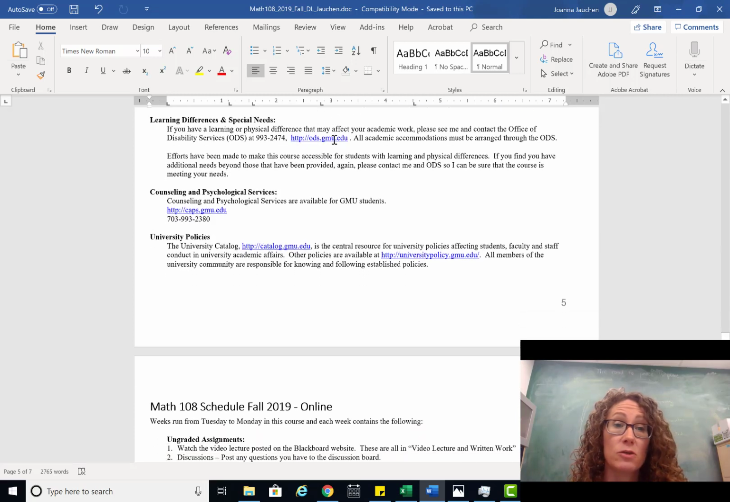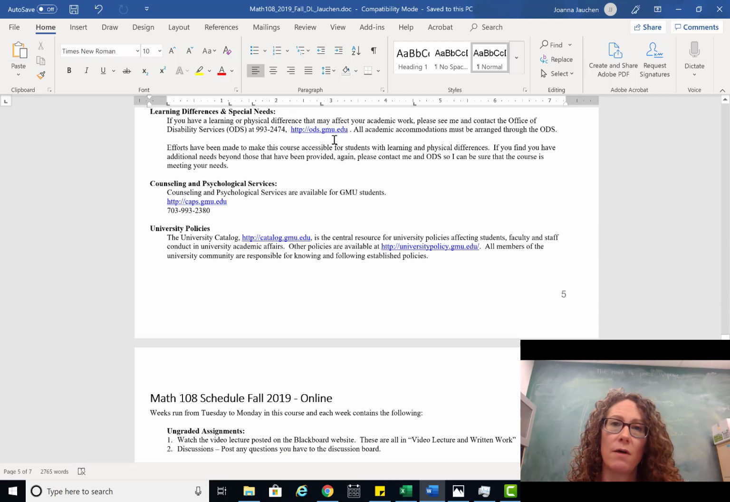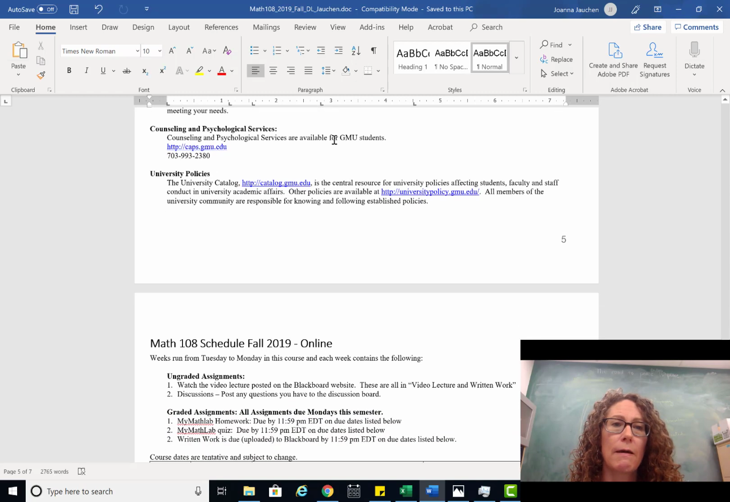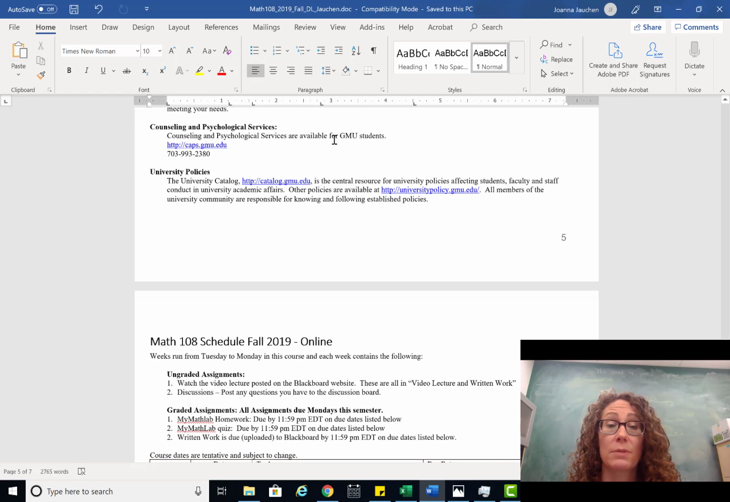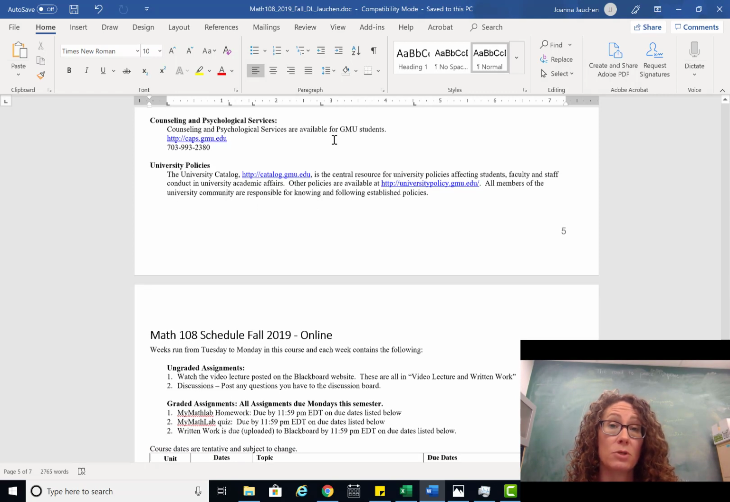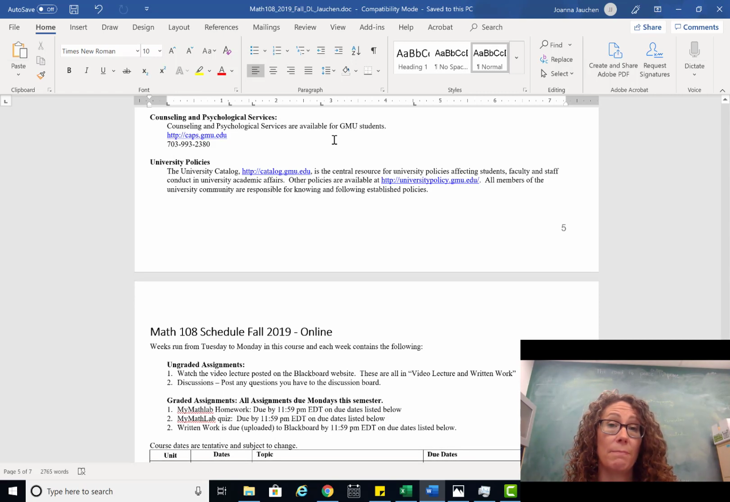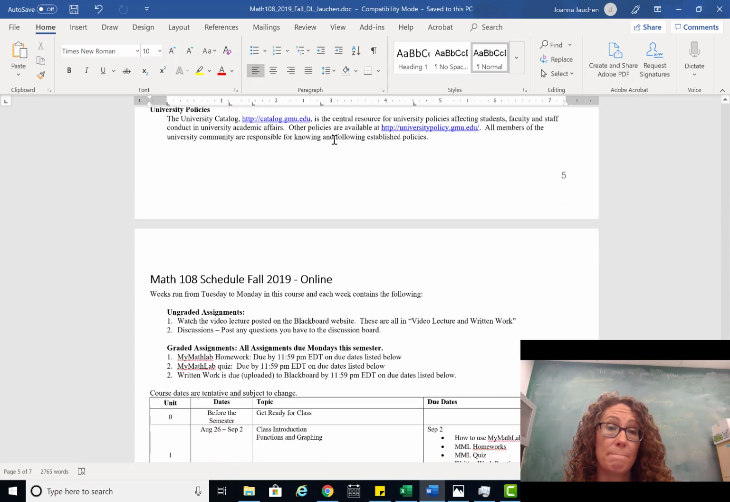If you have any sort of learning difference or need an accommodation, all of those requests go through the Office of Disability Services. Counseling and psychological services are available for students on campus or off campus. So if any of those are offices that could help serve you or make sure that you are being supported here at George Mason, please reach out to them.